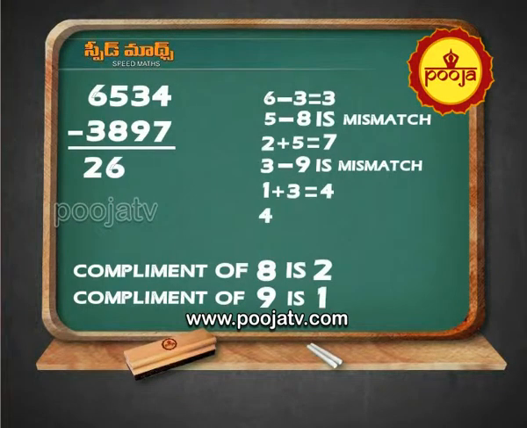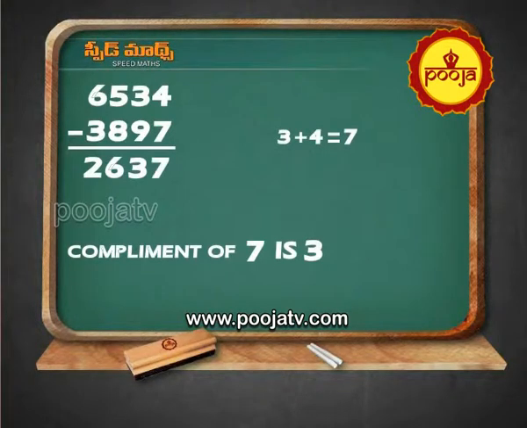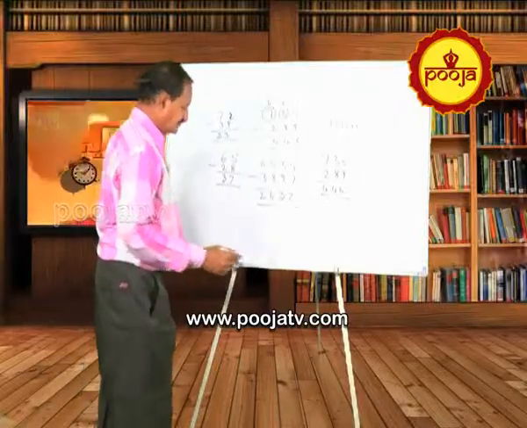6 minus 3, 3, but it is a mismatch. So, it has become 2. Here complement of 8 is 2, 2 plus 5, 7, but here it is a mismatch, 7 minus 1, 6. Here complement of 9 is 1, 1 plus 3, 4, but it is a mismatch, 4 minus 1, 3. Here complement of 7 is 3, 3 plus 4, 7, you write 7. Nothing to reduce or increase, because there is nothing on the right side. This is the answer. Okay, let us see some more examples.